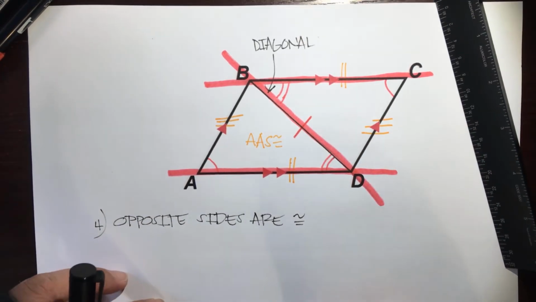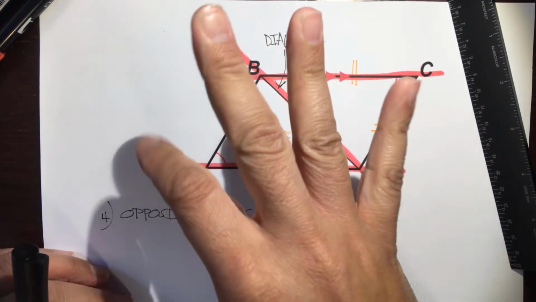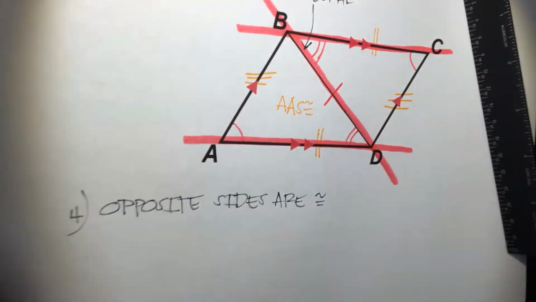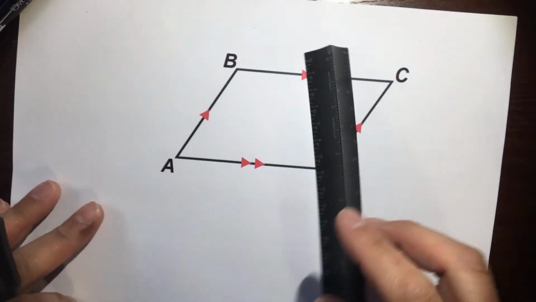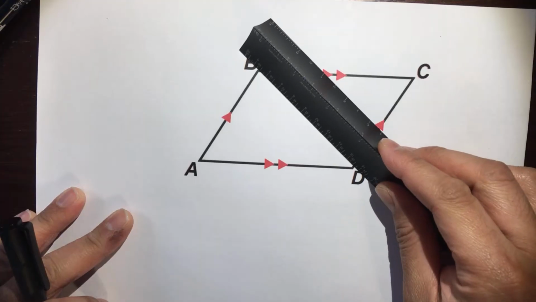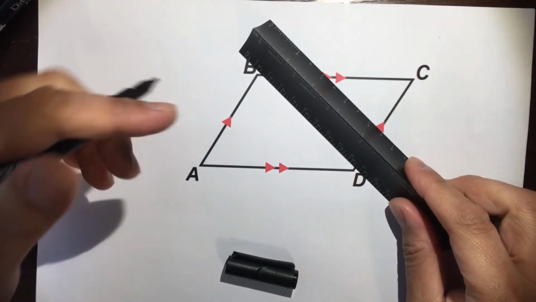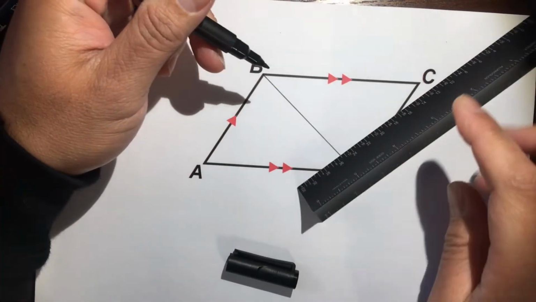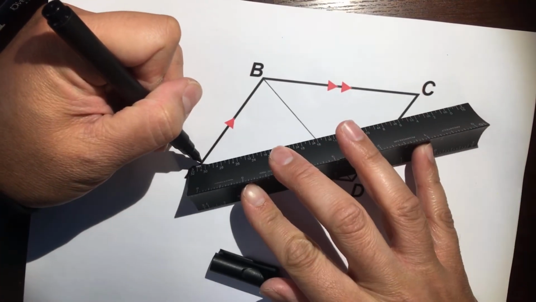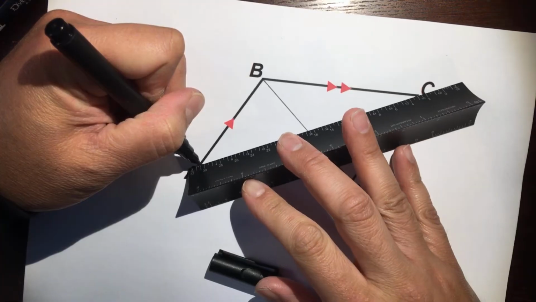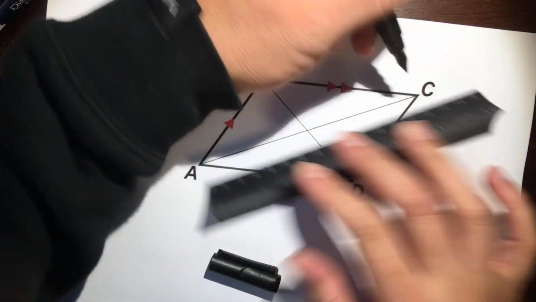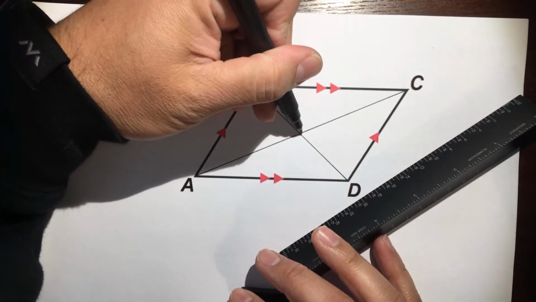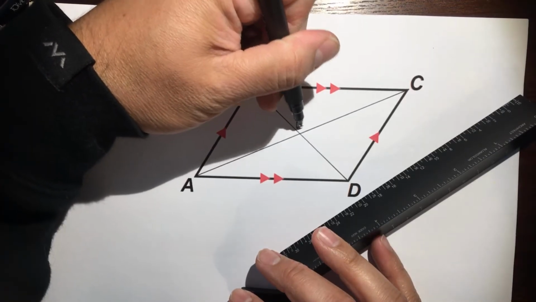All right, now fact number 5. This one is a little more involved. So we're going to draw two diagonals, from here to here, and then the other diagonal from here to here. And I'm going to name this point right here E.